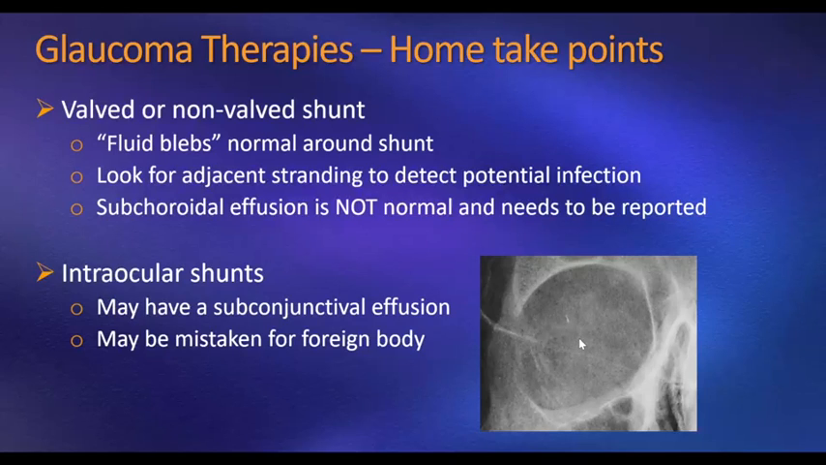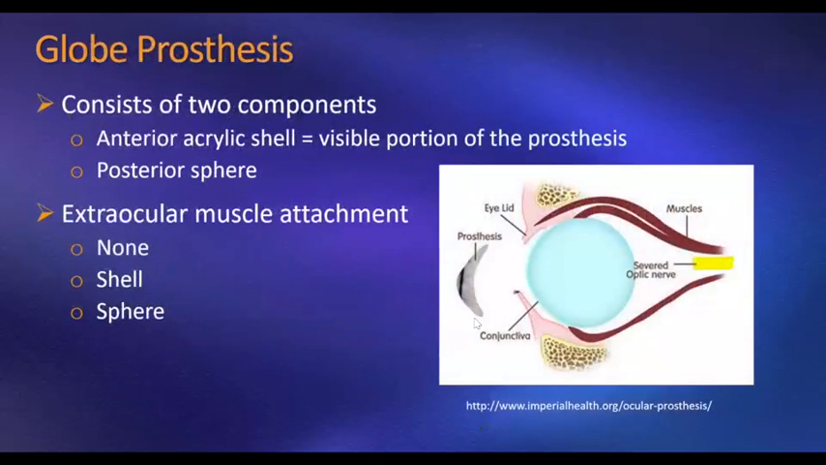Could this be a glaucoma shunt? Correlate to the patient's history, as these are MRI compatible up to 1.5 Tesla. Last but not least, let us talk about globe prosthesis. These consist of two components: an anterior acrylic shell that is visible and contains the painted-on iris, and the posterior sphere that serves as a snapping point for the anterior shell.